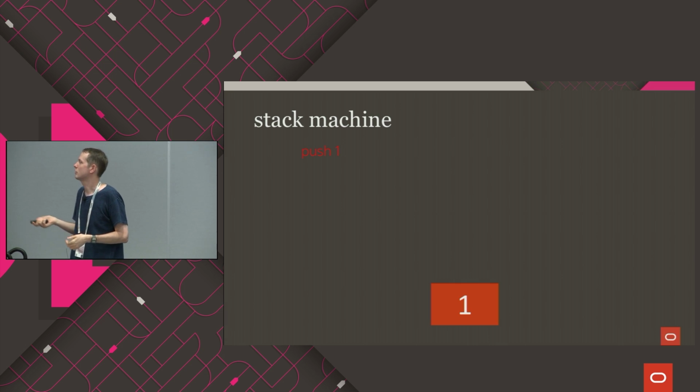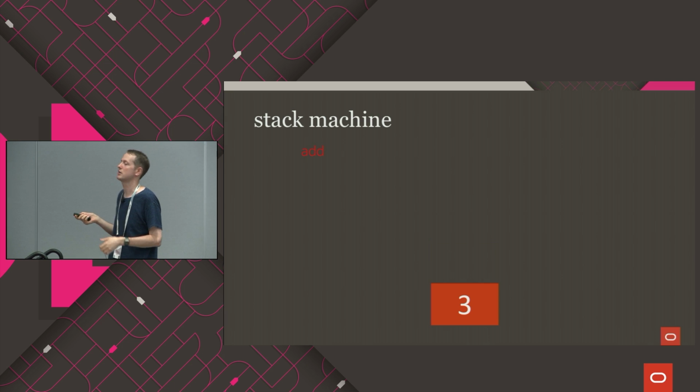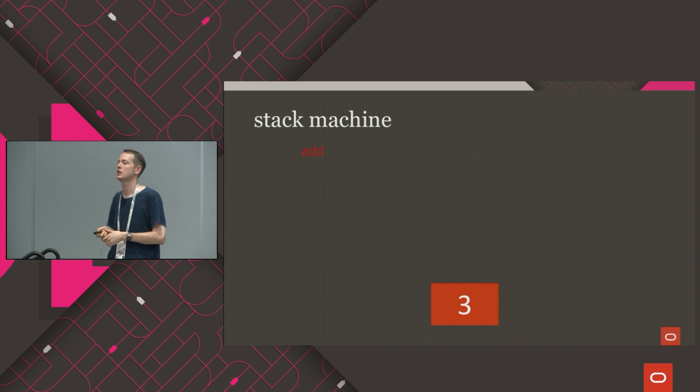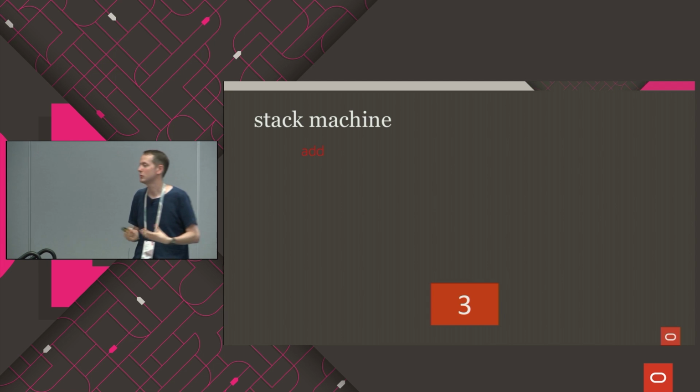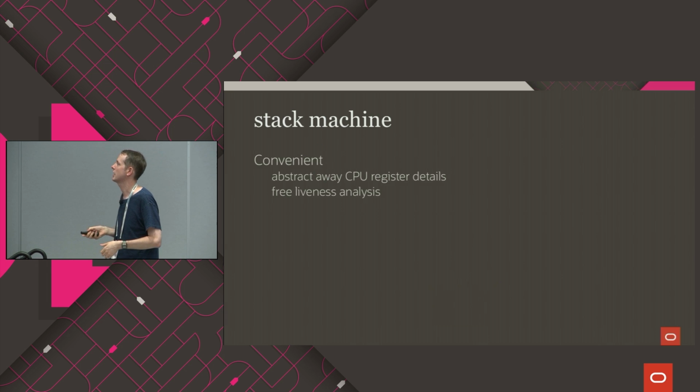So if I want to add 2 numbers together, I can push the value 1 onto a stack, and then I push the value 2 onto the stack on top of that, and then I use an add command to add those 2 numbers together, and the result is left on the stack. So most instructions follow this pattern where they take their input from the stack and then put their result back on the stack.